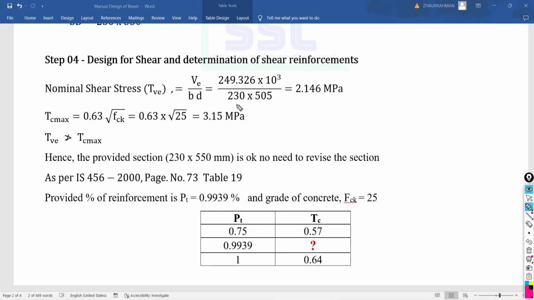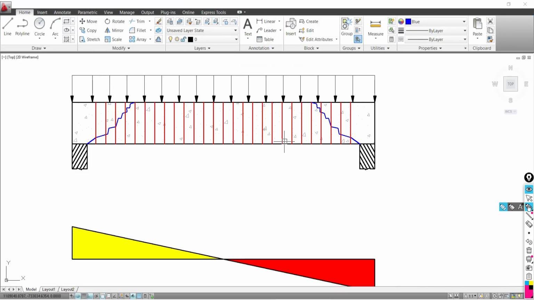After the complete design for flexure, in this fourth step we have to do the design for shear and find out the shear reinforcement. Before getting into the detailed calculation for the shear design, we would like to understand a basic concept of shear design. In this figure you can understand the concept. Suppose a simply supported beam is subjected to a uniformly distributed load. Under the application of the loading and based on the support condition, your beam will be subjected to a very high intensity of shear force near its supports on both sides.